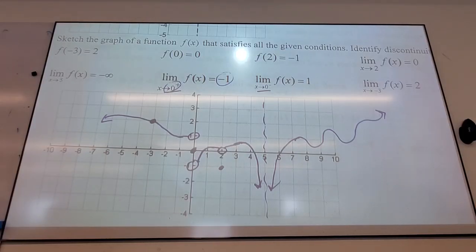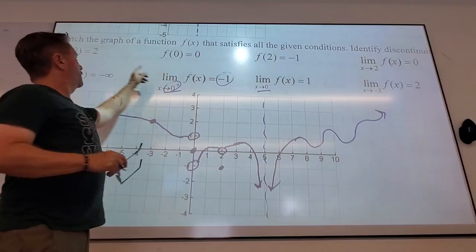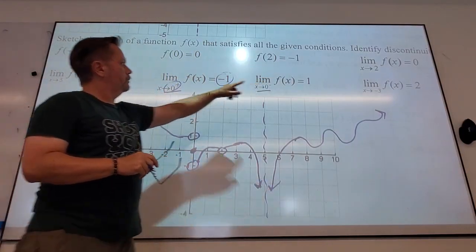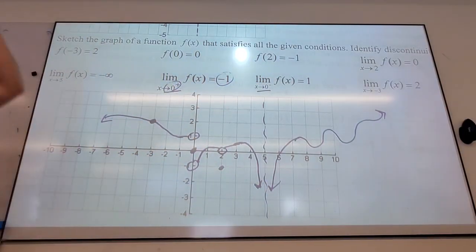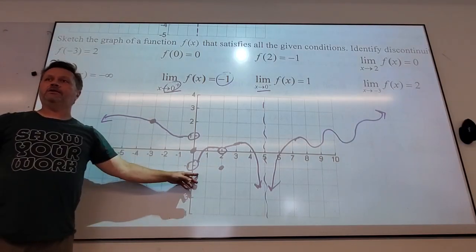Say it one more time. Do you see all the inputs I reference? -3, 0, 2, and 5. Yes, that's all the inputs I reference. Which one of those is my function continuous through? -3. Why? Because it looks like it's approaching 2, and it gets to 2. Do you see that? Everywhere else, there's a discontinuity.